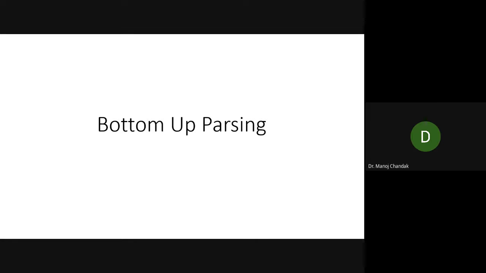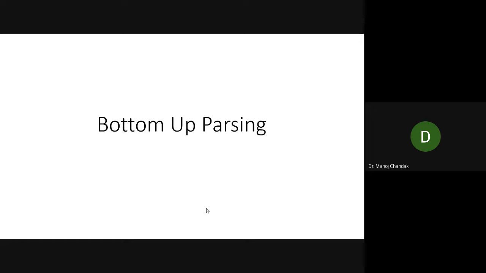Parsers. There are two types of parsers. One is top-down and second is bottom-up parsing. So the basic difference between these two parsers is, in both the parsers, we are given a grammar and a string. Parsing means deriving the string from the given grammar. And every grammar has a start symbol.